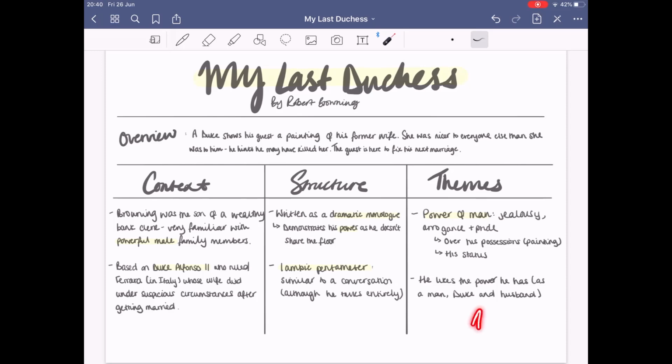And then finally, in terms of theme, we definitely explore the power of man. We see his jealousy, his arrogance, and his pride, and we see these over his possessions, and also the kind of status that he has as a man, as a duke, and as a husband.